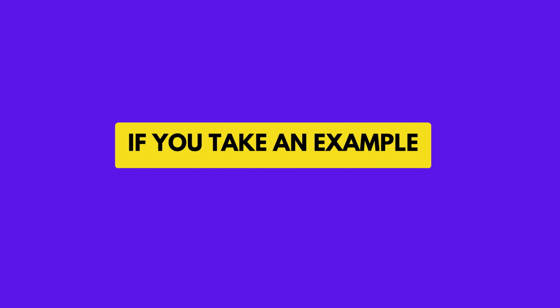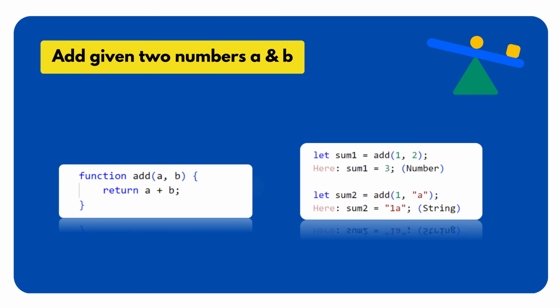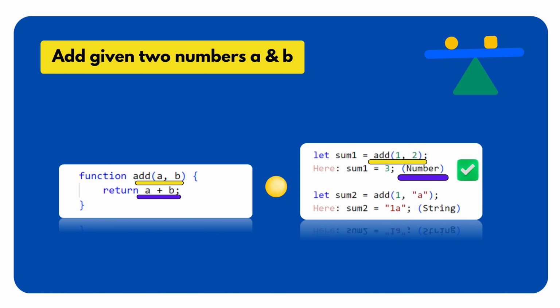Take an example in JavaScript: to add two numbers a and b, we use a function add, which takes two input parameters a and b and returns a plus b. Here we are invoking the add function by passing two numbers, 1 and 2, which results in 3, a number, which is expected. In the second scenario, if you pass 1 as a number and the second argument a, which is a string, the result is 1a, a string, which is not expected.